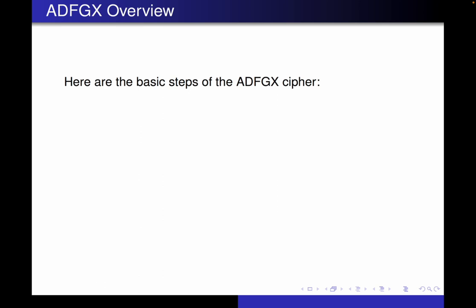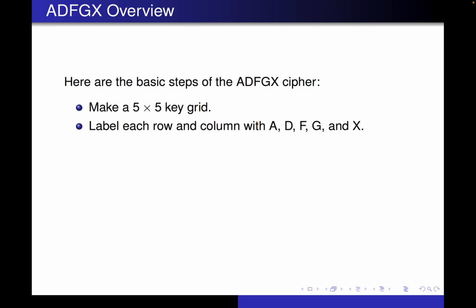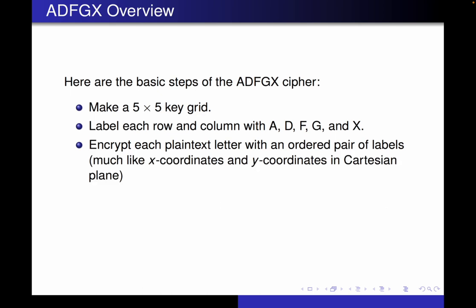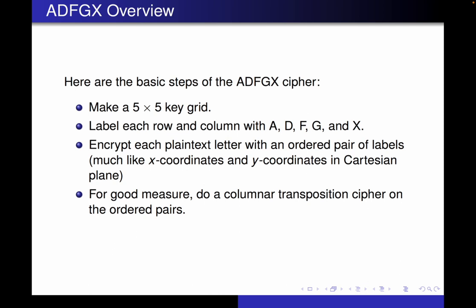So here are the basic steps once we have figured out our key grid of the ADFGX cipher. So we make our 5x5 key grid, as I mentioned before. We label each row and column with A, D, F, G, and X. Then we encrypt each plaintext letter with an ordered pair of those labels. An ordered pair, very much like we did back in our algebra days when we dealt with X coordinates and Y coordinates in the Cartesian plane. And then for good measure, to make it extra confusing for anyone trying to decrypt it, we're going to do a columnar transposition cipher on those ordered pairs.